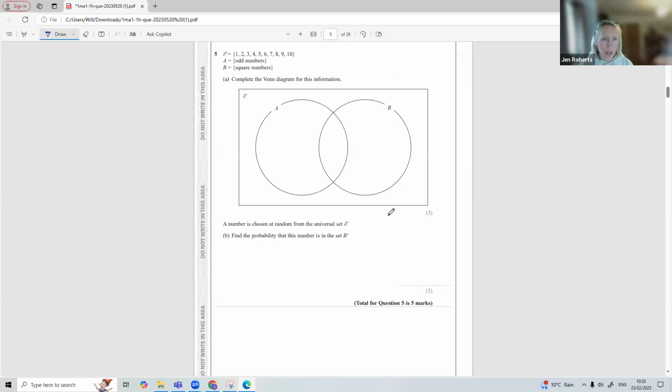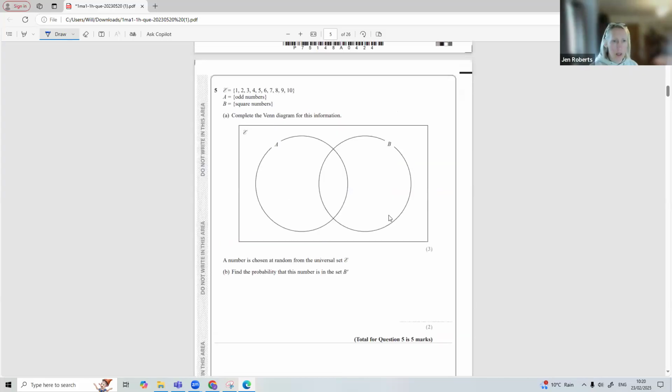A bit of set notation. Universal set is all of these numbers 1 to 10. Odd numbers. So what are the odd numbers here? 1, 3, 5, 7, and 9. Square numbers, 1 times 1 is 1, 2 times 2 is 4, 3 times 3 is 9, 4 times 4 is 16, but it's not included in the universal set. So what numbers occur in both of these lists? It's 1 and 9, so they go in the overlap.